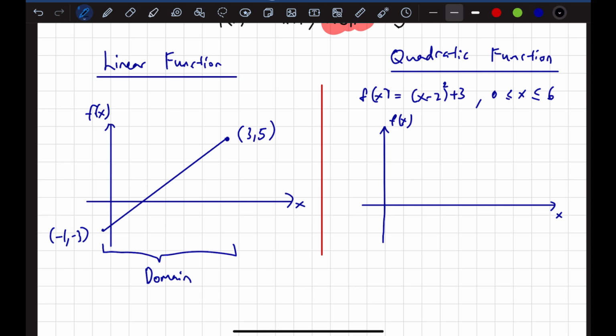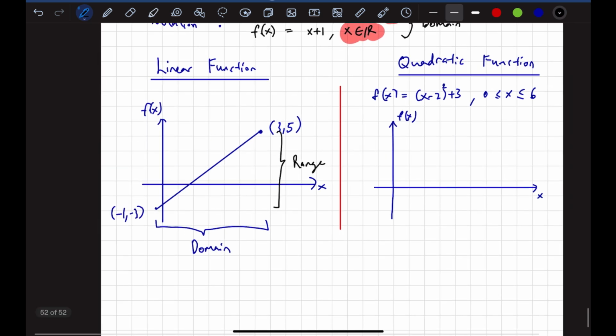Now, on the other hand, how much height is going from the lowest point of the function to the highest point? We call this the range. So, how do we state then what is the domain and range of the linear function?